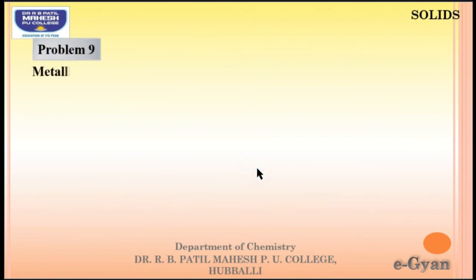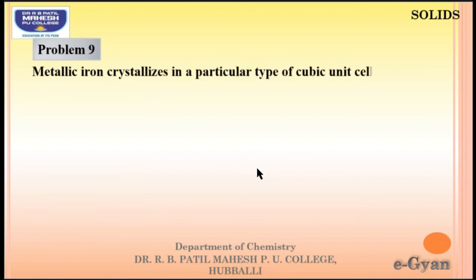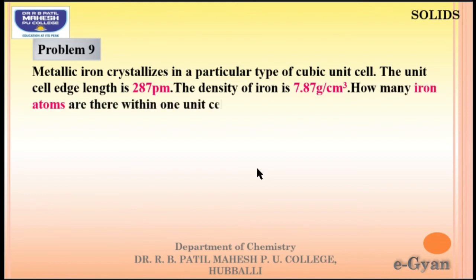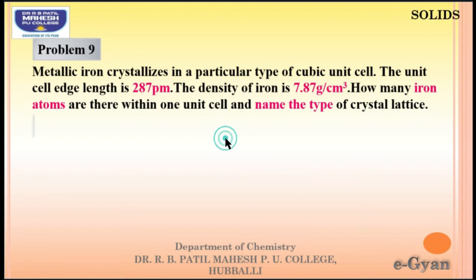Ninth numerical. Metallic iron crystallizes in a particular type of cubic unit cell. The unit cell edge length is 287 picometer. The density of iron is 7.87 gram per centimeter cube. How many iron atoms are there within one unit cell, and name the type of crystal lattice. Here you have to find out the Z. By knowing the Z value, we can decide which is the crystal lattice.